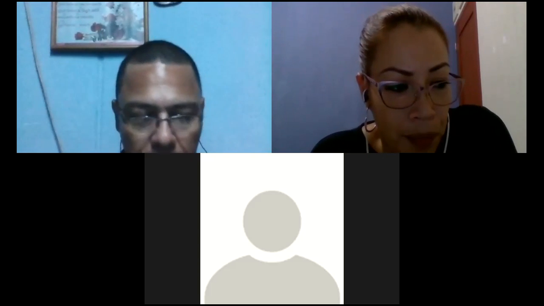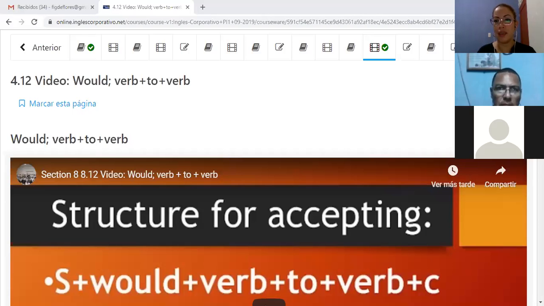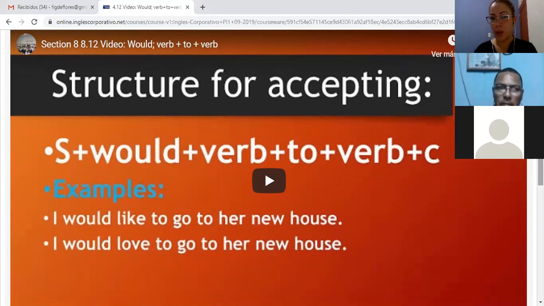Very good. So yesterday we were ending with the explanation of how to invite someone to do something. I was going to show you what you have in the platform when you are accepting an invitation. This is the structure for accepting an invitation: first, the subject. Then you use the auxiliary would. After would, the verb like. Then the particle to and the main verb, and then the complement. For example, I would like to go to her new house.